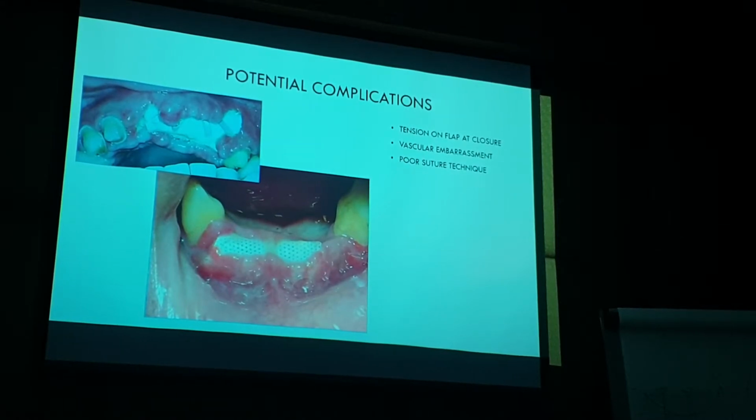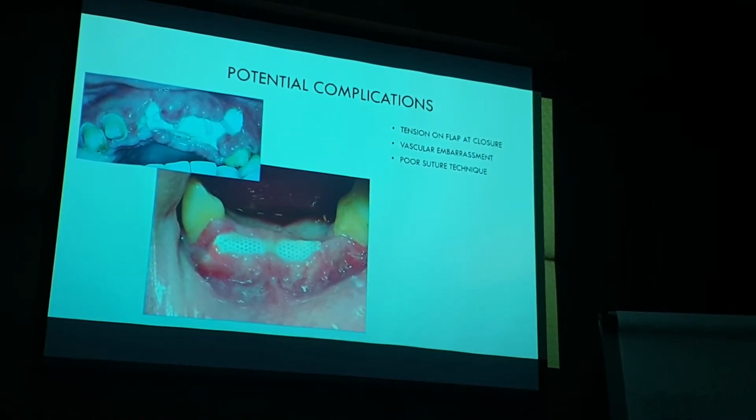Next, porous suture technique. If you're using only interrupted suture, expect to see outcomes like this. Interrupted sutures are not meant to close flaps, they're only meant to approximate flaps so that you're suturing them in the right position.